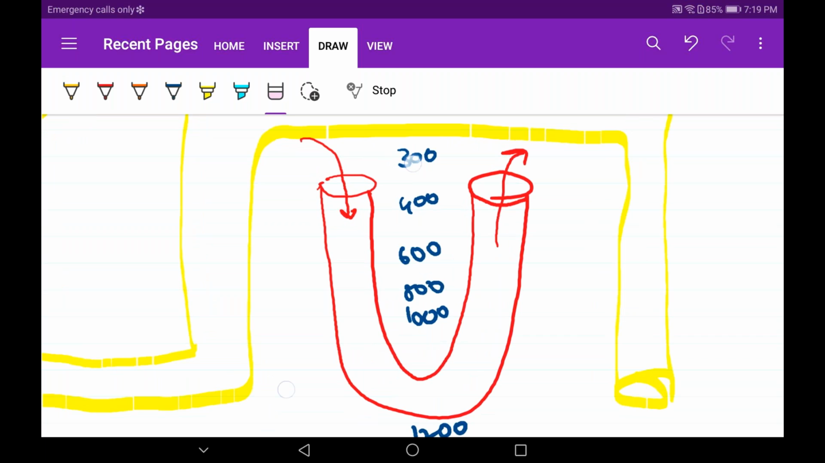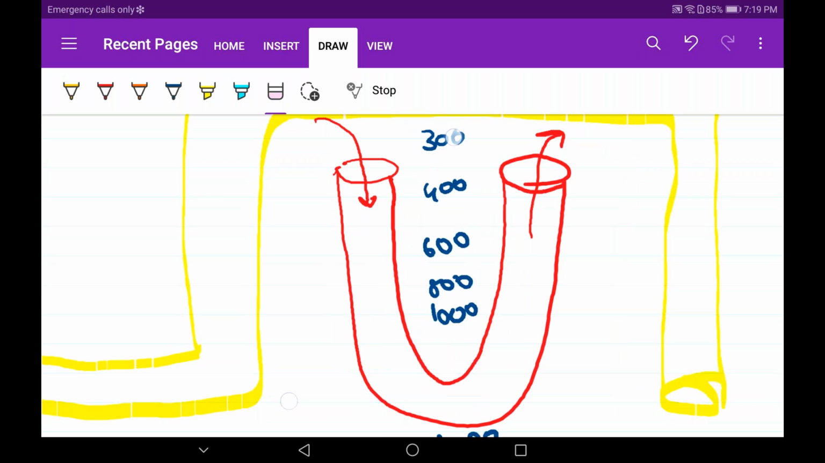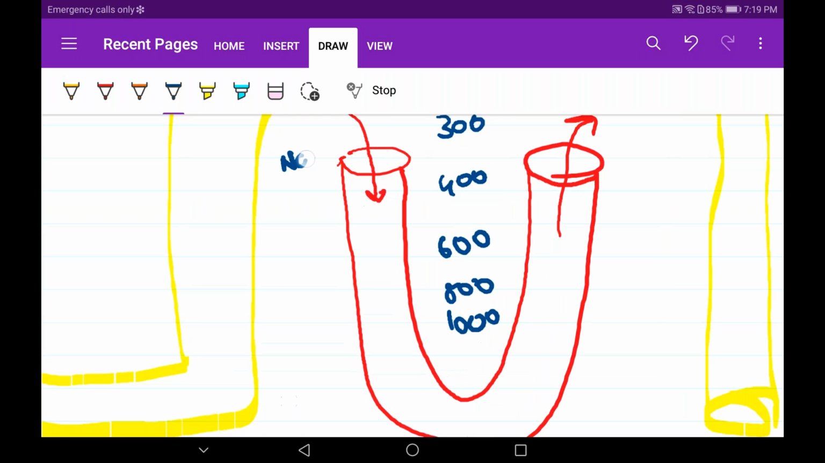Let me just put it over here like this: sodium, chloride, and all. Okay, I'll just take sodium for your understanding. So now sodium. A lot of solutes are present in the interstitium, right? Interstitium is where the solutes are getting concentrated. Why is this sodium coming? It's because of that active push.